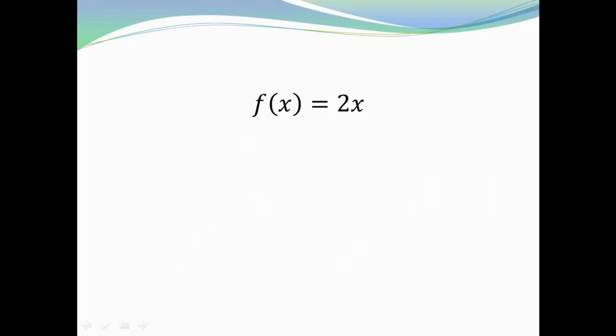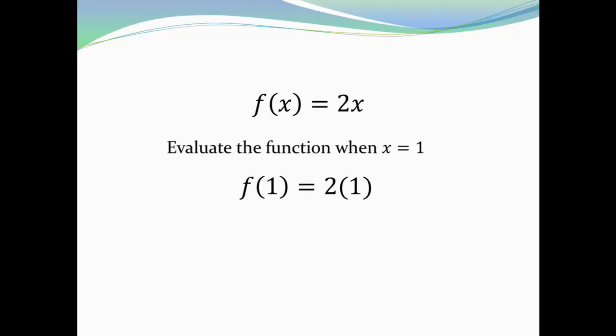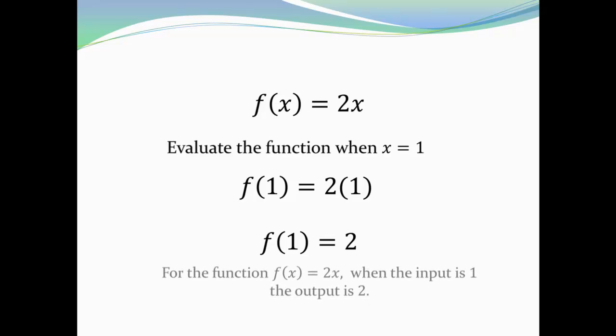Let's take a look at f of x equals 2x. Let's evaluate the function when x is equal to 1. To do this, we would write f of 1, because 1 is going to be our input, and then we would substitute 1 in wherever we see an x. And we would say 2 times 1 is 2. So f of 1 is equal to 2. So for this function, when the input is 1, the output is 2.